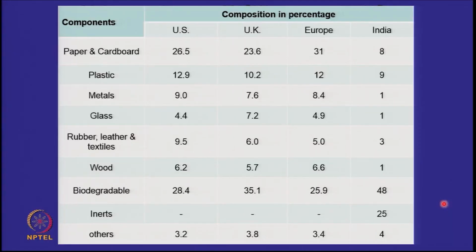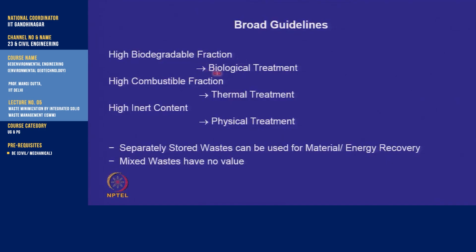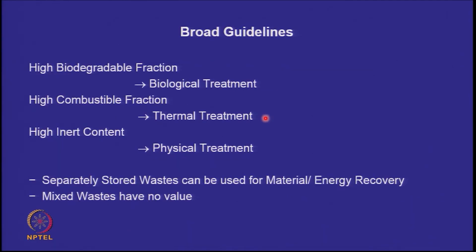Any clarifications? Okay. If you have a high biodegradable fraction, the optimum route is to do a biological treatment. And the optimum route is basically composting here. If you have high combustible fraction, the optimum route is to go for energy recovery by thermal treatment. That means incineration. You burn the combustible material. If you have high inert content, do physical treatment, make building blocks, make embankments. So these are the broad guidelines which we have.